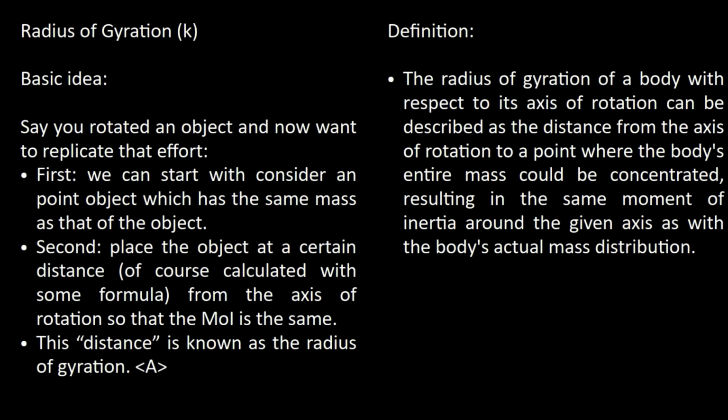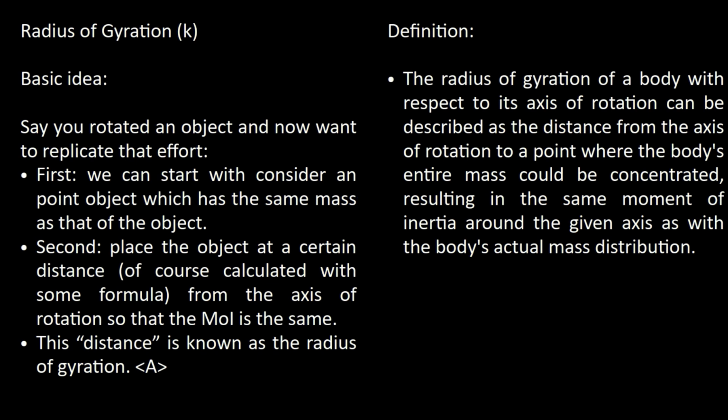So let me read through. The basic idea here is, say you want to rotate an object and now want to replicate that effort. So what we can do is, first we consider a point object which has the same mass as the original object. So mass will not change. Second, we need to place it at a certain distance from the same axis of rotation so that the moment of inertia is the same. This distance is known as the radius of gyration.